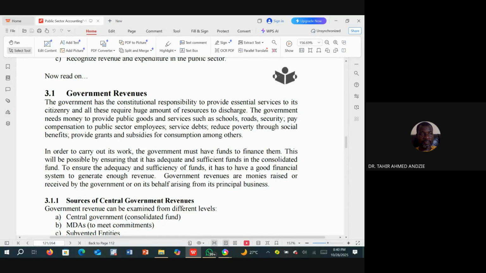At least at this level, you know that government has the constitutional responsibility to provide essential services and also to provide public goods and services to all citizens of Ghana. And this includes social infrastructure, schools, roads, transport, security, workers' payment, and a lot.